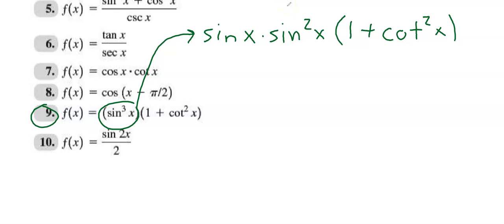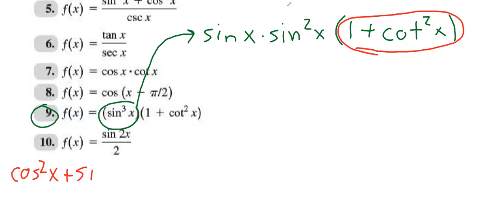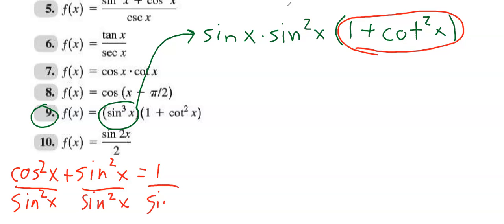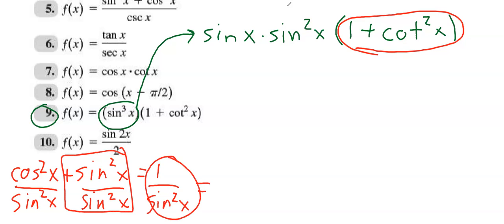Any thoughts? Does this thing have something we could replace it with? I have a feeling it probably does, so I better go back to my Pythagorean identity and figure out what it is. Okay, so let's see. If I want cotangent squared x, that would be cosine over sine squared. So I would divide everything by sine squared, and so I would have cotangent squared plus 1 equals, what's this thing over here? Cosecant squared x. So we could replace that with cosecant squared x.